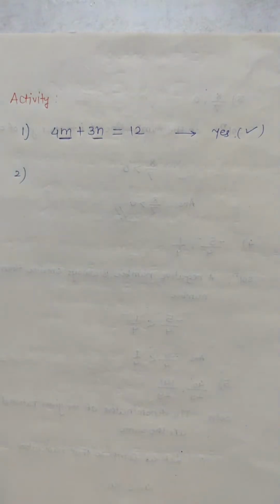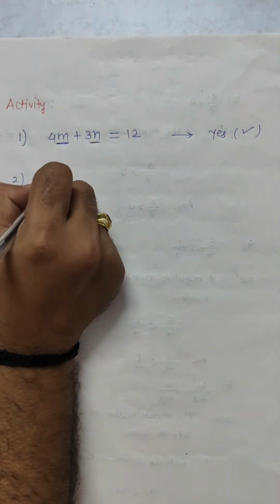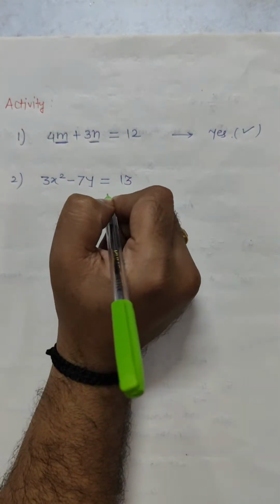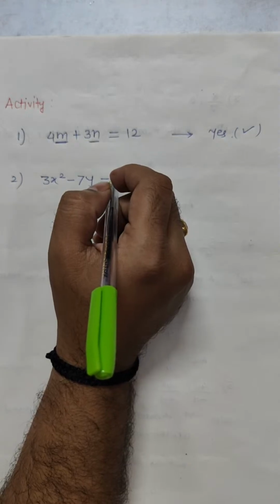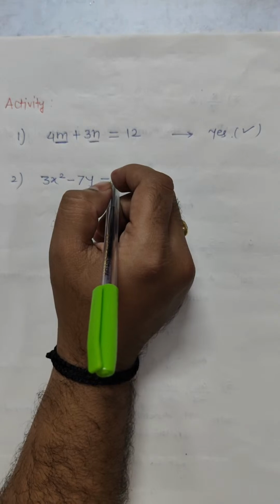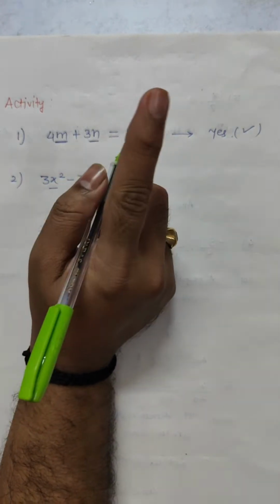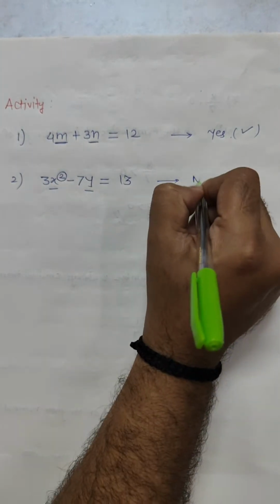Number 2, cross check. Yes, we have to cross check whether the given equation is a linear equation in two variables or not: 3x square minus 7y is equal to 13. Is this given equation a linear equation in two variables or not? You have to cross check. You have to just check that there are two variables x and y. Yes, there are two variables x and y. Is the index of both the variables 1? No, here the degree 2 is mentioned. So this is not a linear equation in two variables.